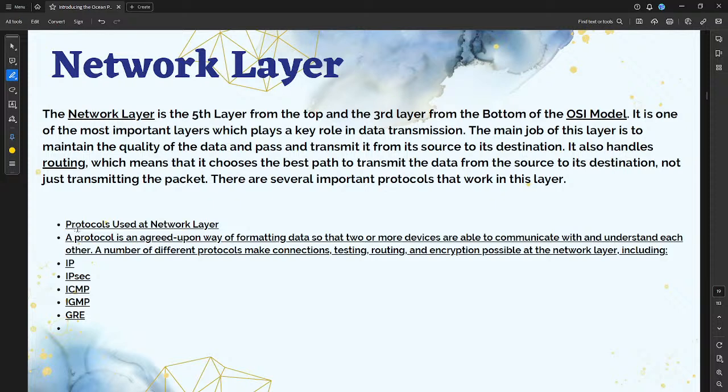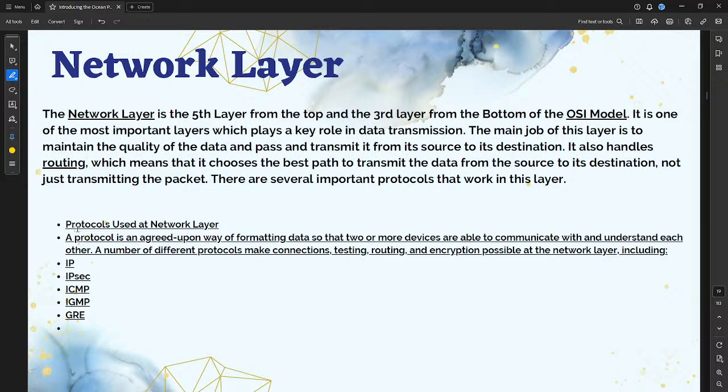Now, the network layer on its own is the fifth layer from the top, and of course, is the third layer from the bottom. Why is it important? It's because it plays a key role in data transmission. For instance, this layer handles what is known as routing, which means choosing the best path to transmit data from a source to a destination, not just the transmission of the packets. And of course, there are several important protocols that work in this layer. For instance, the Internet Protocol itself works in the network layer.